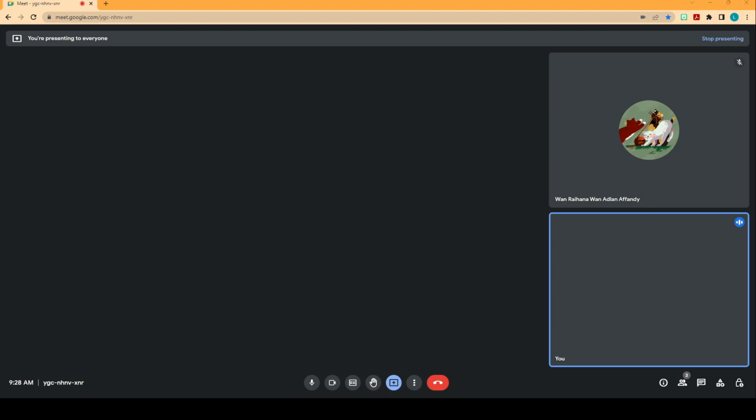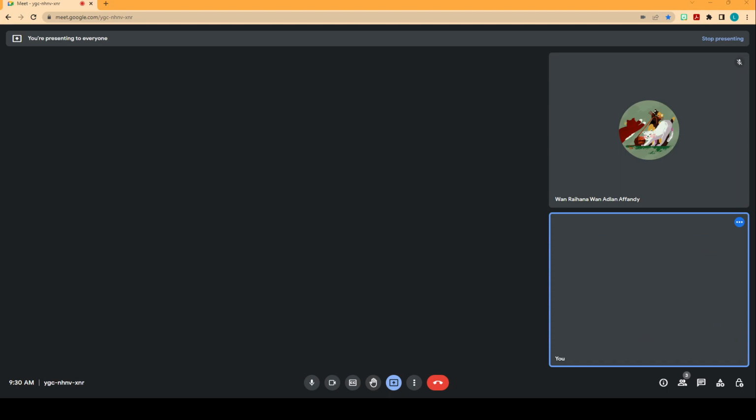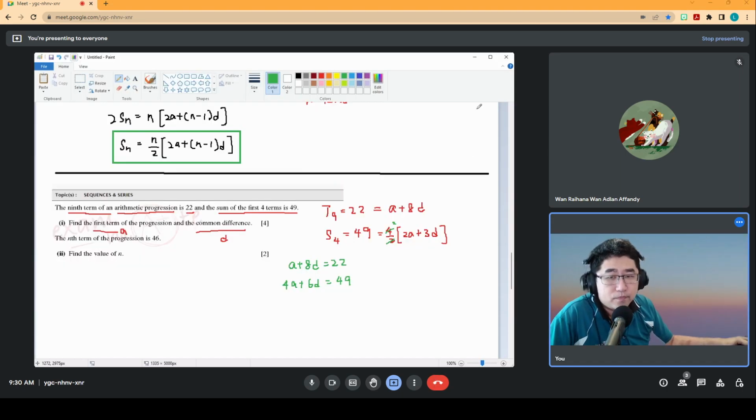So we have the two equations, and what you will see is that this is actually a simultaneous equation. The first equation is A plus 8D equals 22. The second equation, simplified, is 4A plus 6D equals 49. So all I need to do is solve the simultaneous equation. Can you solve the simultaneous equation for me? Press the button or do it manually. Tell me what you get.